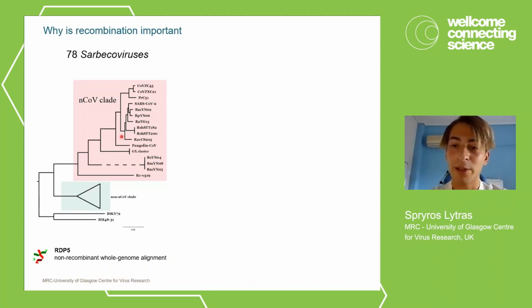and determine a preliminary phylogeny that's essentially non-recombinant. And you can see that SARS-CoV-2 sits here within this nCoV clade, along with about 20 other viruses. And this clade is phylogenetically distinct to this non-nCoV clade that has better sampling. It has about 50 or 60 viruses, and SARS-CoV-1 is a part of this as well.